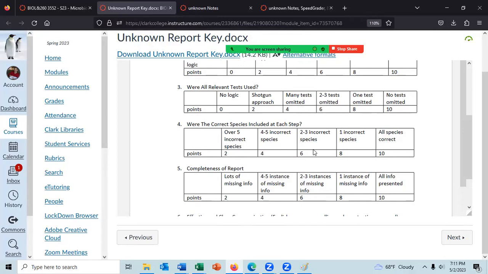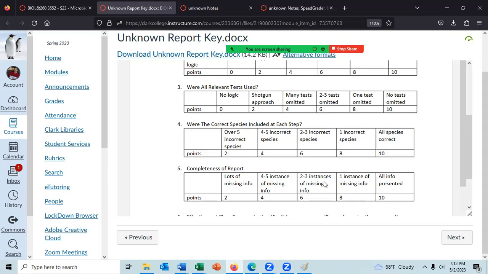Were the correct species included at each step? All species are correct, meaning you're identifying what species are possibilities at each step of the process. You'll get 10 points. If there's 1 incorrect species, you'll get 8 points. 2 to 3 incorrect species, you'll get 6 points. I should put on here, because sometimes students don't list any species, in which case you'll lose 8 points.